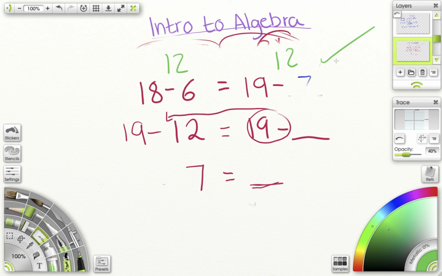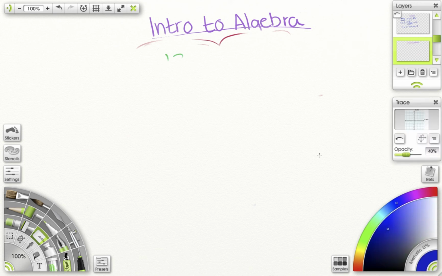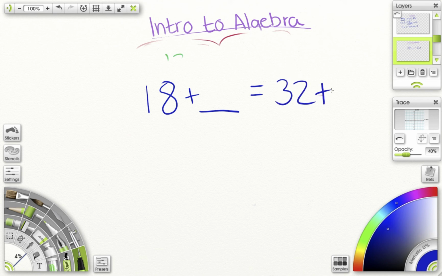We're going to do one more problem, and then you guys are going to be good to go. All right, so this is another addition one. 18 plus blank is equal to 32 plus 9. How do we figure this out?